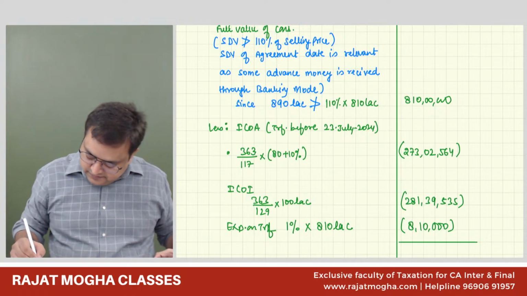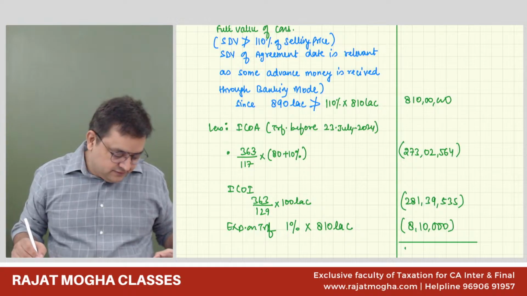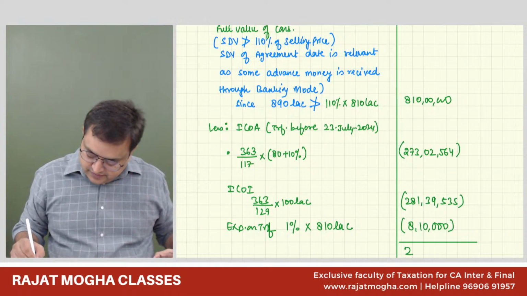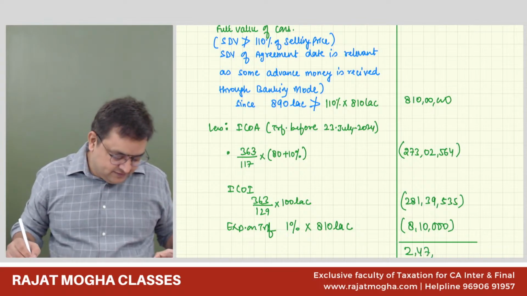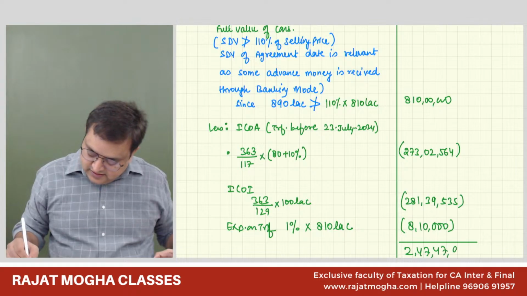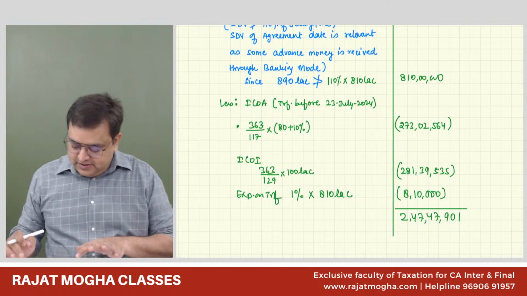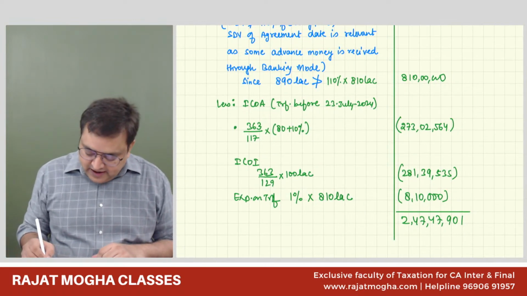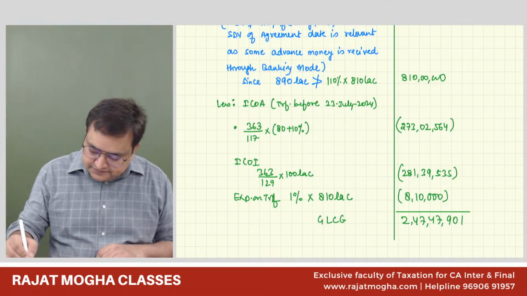Is it 2 crore 47 lakh 47,901? Let me know my calculations. 247,47,901. Correct, sir. Okay. So this is coming as capital gain, and that too long term, but it is gross long term capital gain.